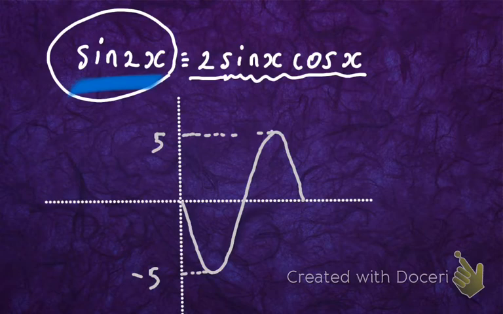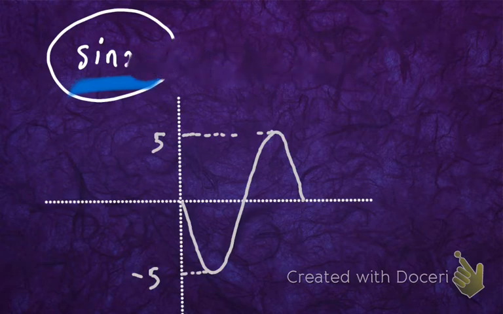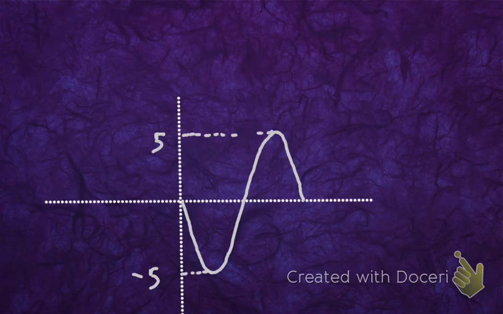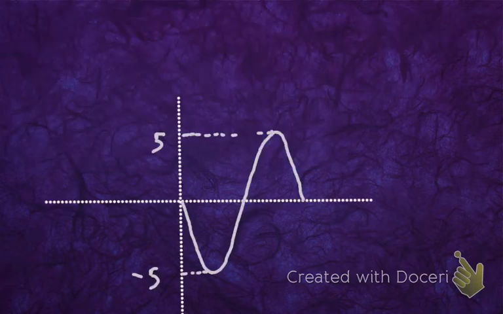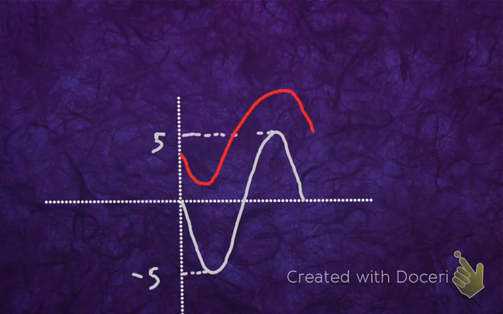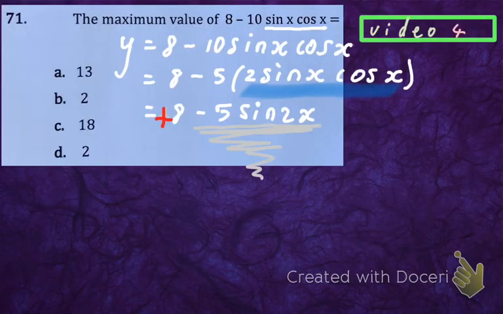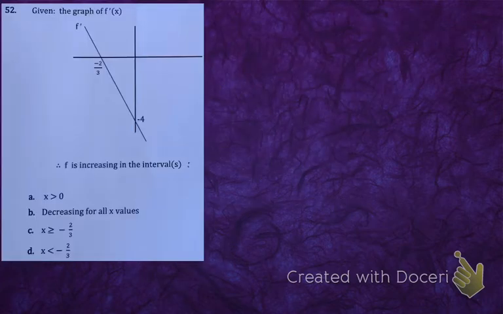And all we do now is simply add the positive 8. And that would be, as I said, a vertical shift, so the positive 8 represents a vertical shift to the graph. And if you shift this graph by 8 units upwards, you're then going to have a maximum value of not 5, but of 13. And that would be the maximum value of the expression. Alright, let's move on to the next question.